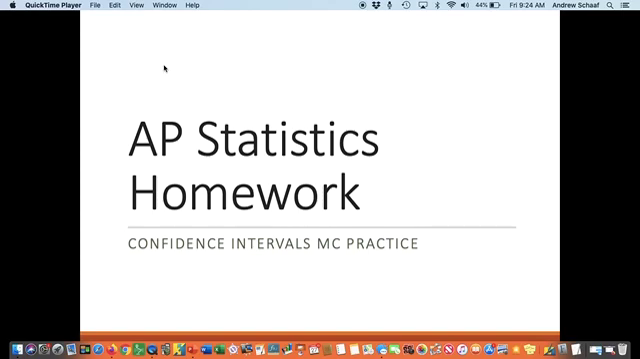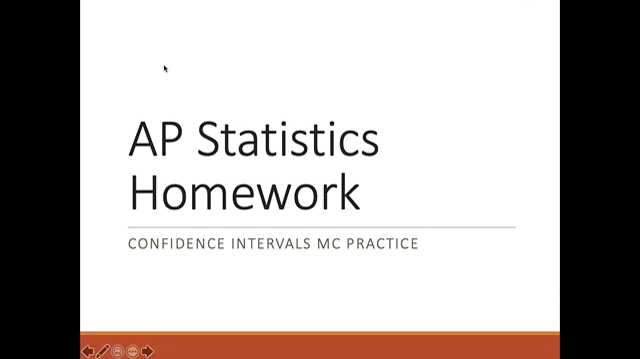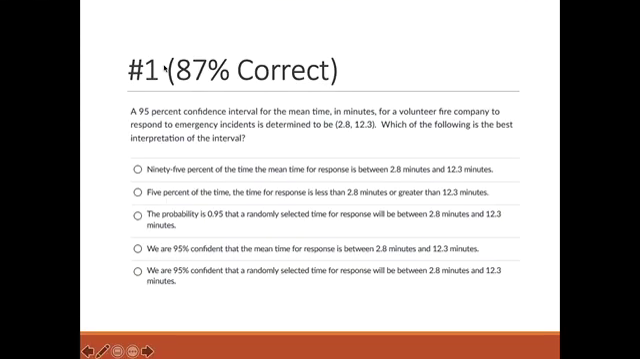Guys, let's take a few minutes and look at the confidence intervals multiple choice practice solutions. So 87% got the first question correct. This is just interpreting a confidence interval. We're 95% confident that the mean time for response is between 2.8 and 12.3.